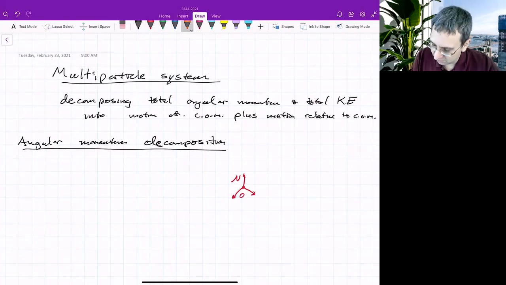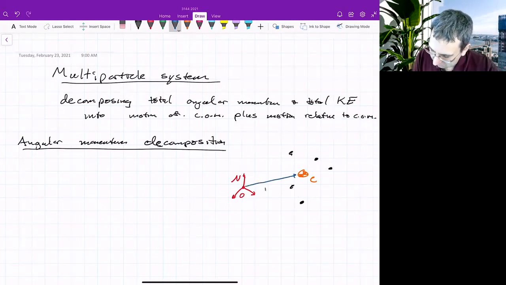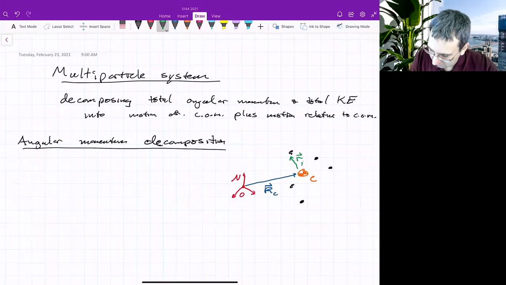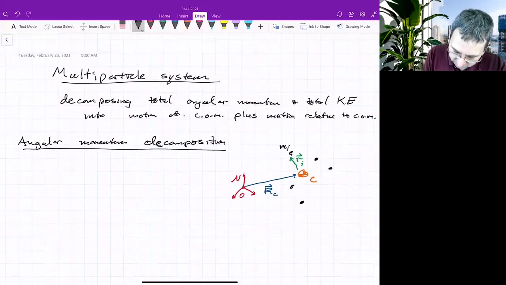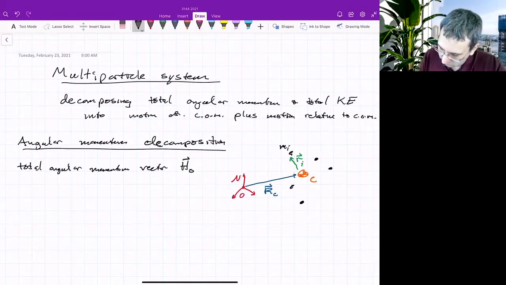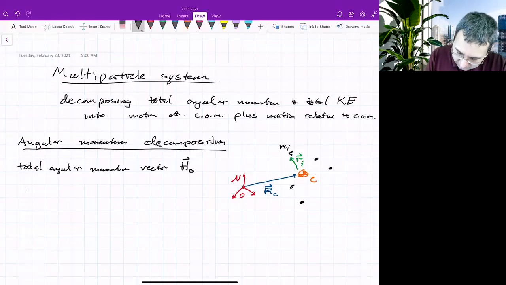We've got the center of mass of a system of particles. Let's write the location of the center of mass as capital R_C. And then the location of each particle with respect to the center of mass, we denote as little r_i. So for each mass, they have mass m_i. So the total angular momentum vector is H with respect to the point O. Remember, for angular momentum, there always has to be a reference point. So H_O.